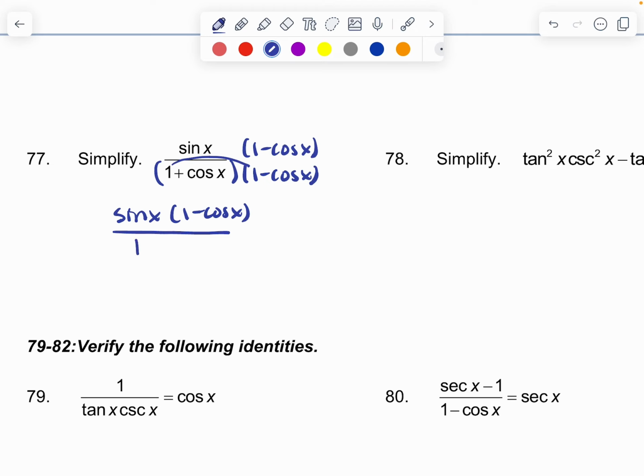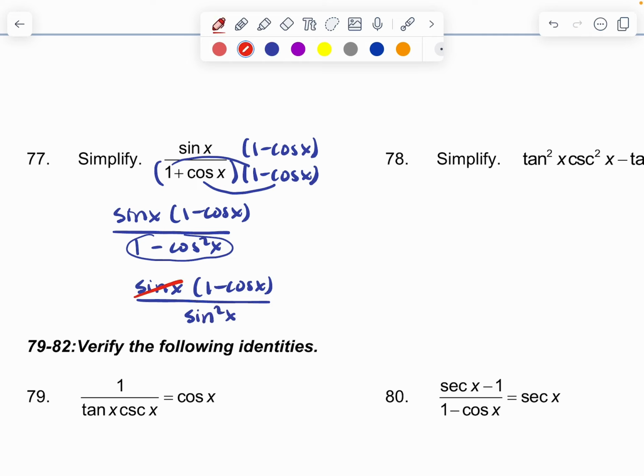1 times 1 is 1. Cosine times cosine is cosine squared. And then I know that 1 minus cosine squared is sine squared. So I can rewrite this as sine of x times 1 minus cosine of x all over sine squared x. And then I can cancel one of these guys out, right? So that just leaves me with 1 minus cosine of x over sine of x.